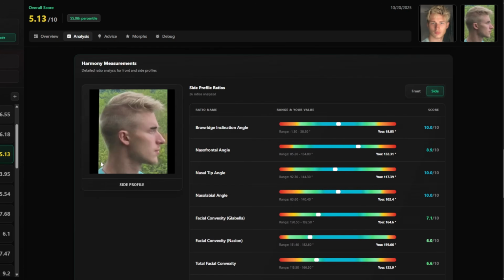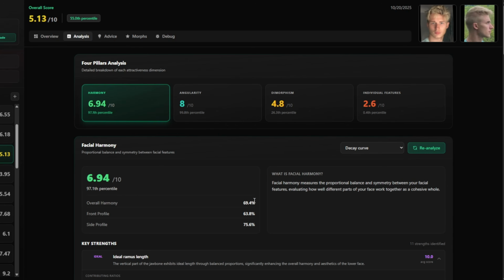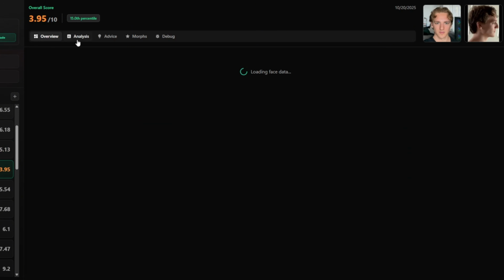So pretty good. And overall, he scored 69.4%, which, by the way, this guy's a good friend of mine, and I do rate him around the overall, like encompassing dimorphism, angularity, so forth. I rate him around a 6.5. So I think this is pretty accurate. I think this is where he would put himself as well. Pretty good, actually. Now let's move on to another face, right?